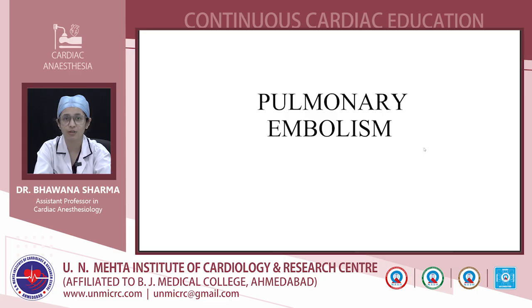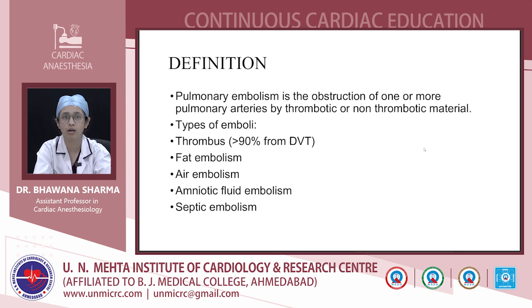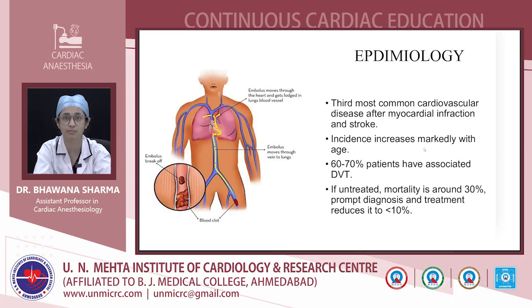Today we are going to talk about pulmonary embolism and the recent changes in nomenclature brought about by the 2026 AHA guideline. So, pulmonary embolism is the obstruction of one or more pulmonary arteries by thrombotic or non-thrombotic material. This material, the emboli, could be either a thrombus, which is more than 90% from DVT, or it could be a fat embolus, air embolism, amniotic fluid embolism, or a septic embolism.